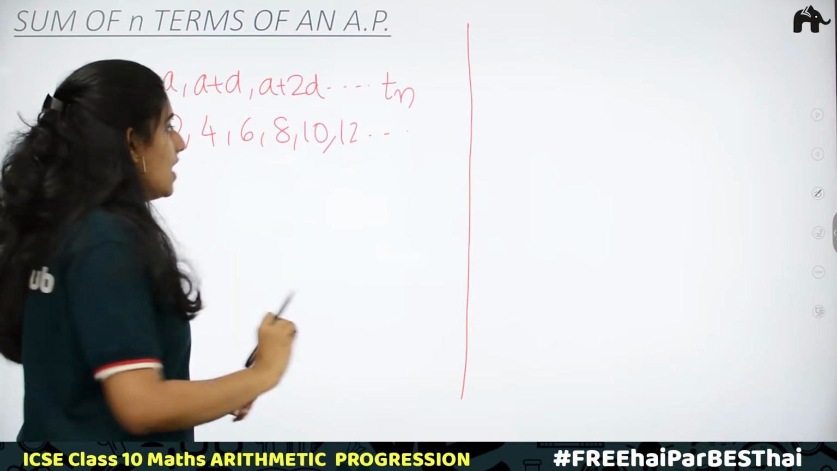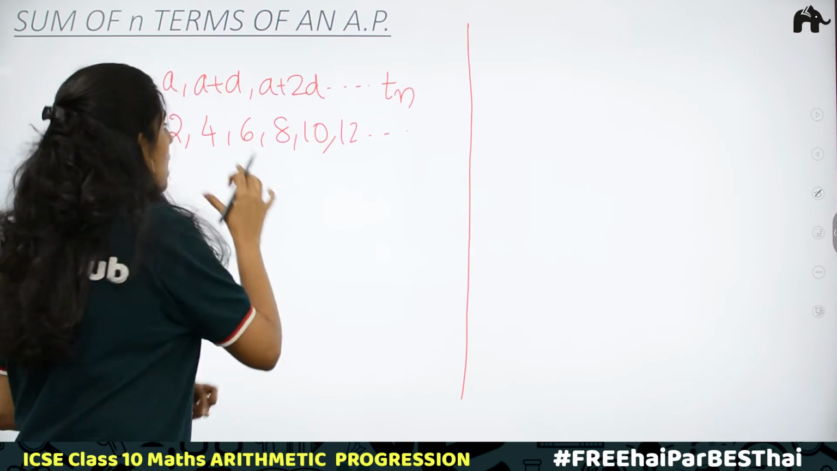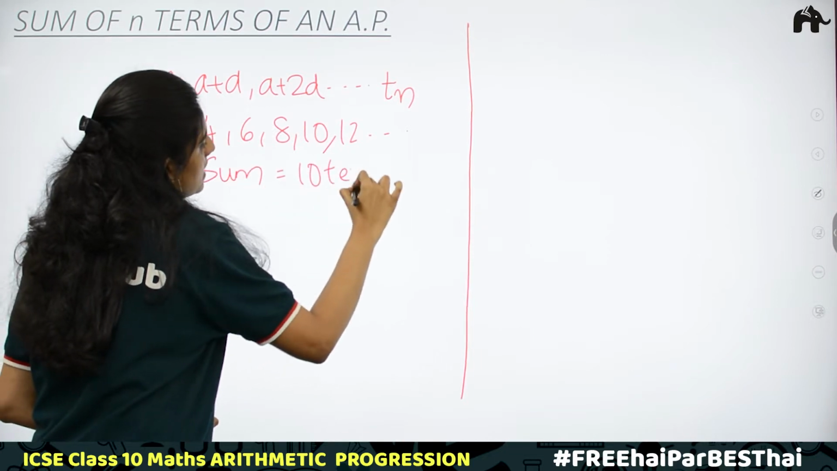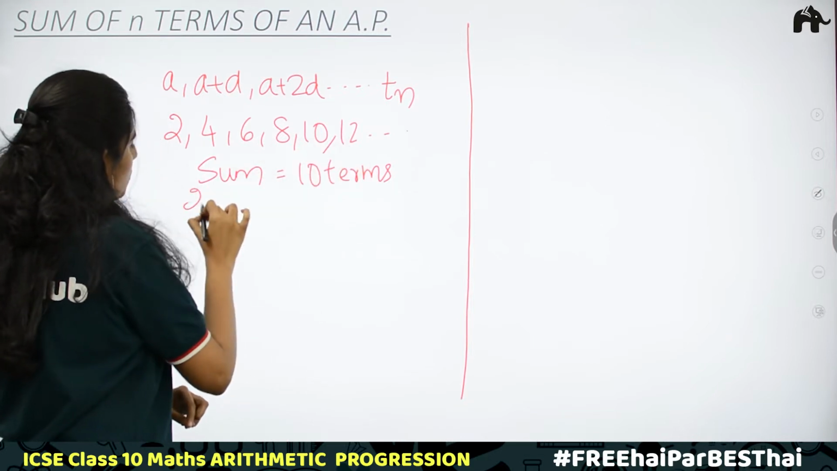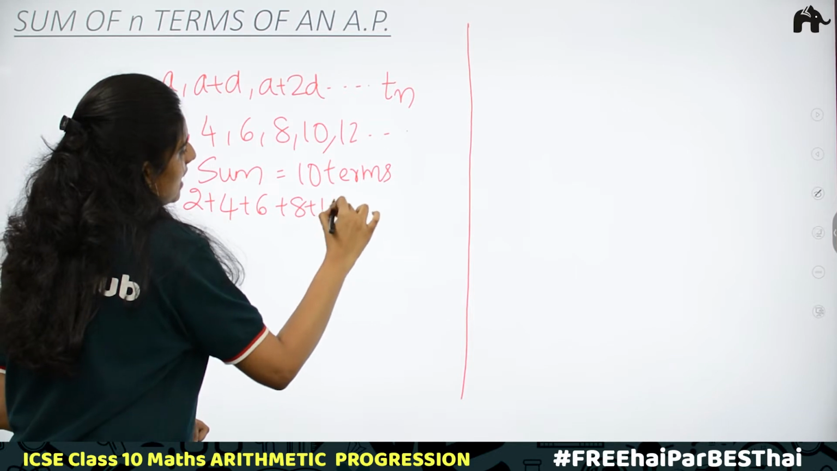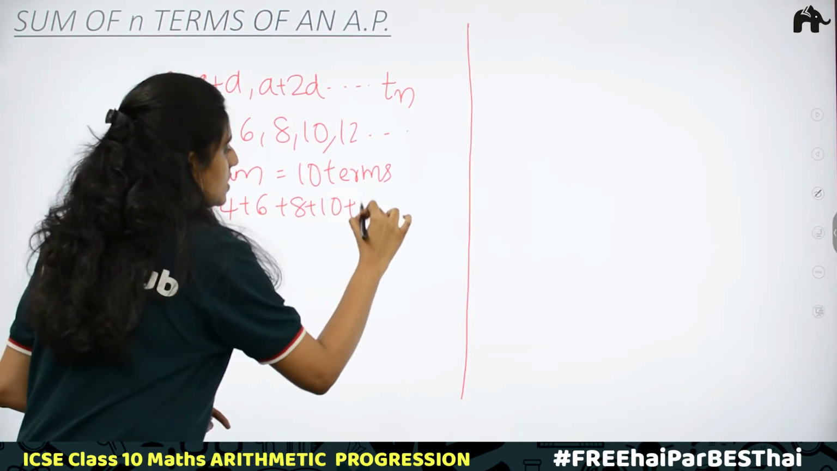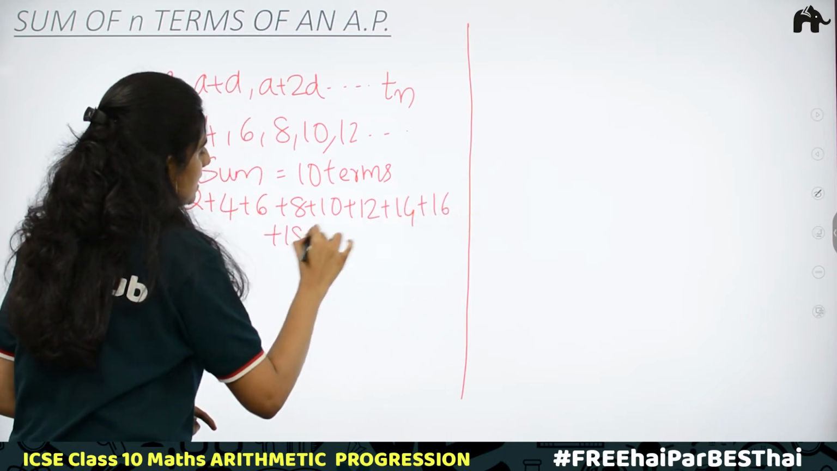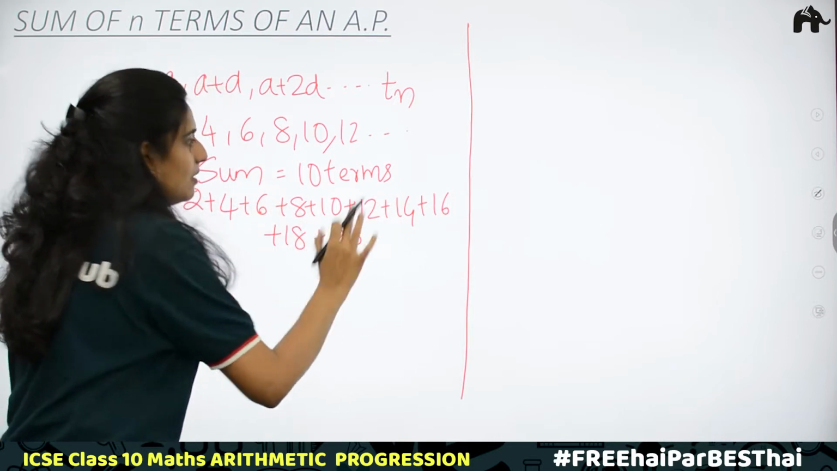If we are asked to find the sum of first 10 terms of this AP, what do we do? We will be adding these terms: 2 plus 4 plus 6 plus 8 plus 10. Here we have 5 more terms, plus 12, plus 14, plus 16, plus 18, plus 20. It may take some time, but we'll be able to add them, right?